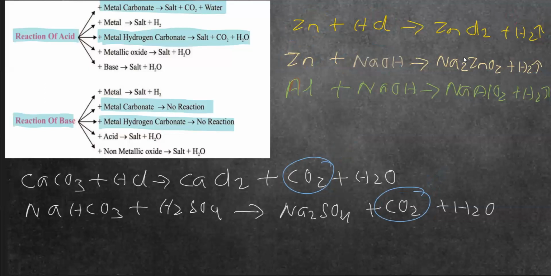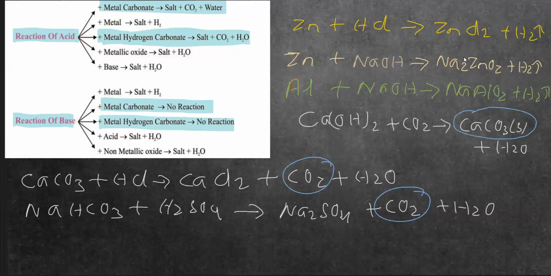Whenever carbon dioxide is passed over freshly prepared lime water, let's say I took lime water here, Ca(OH)2, this is aqueous lime water. When carbon dioxide gas is passed, what happens? It forms a precipitate, CaCO3, and then water is formed. As you can see, this is a precipitate. So the lime water turns milky due to the formation of this.